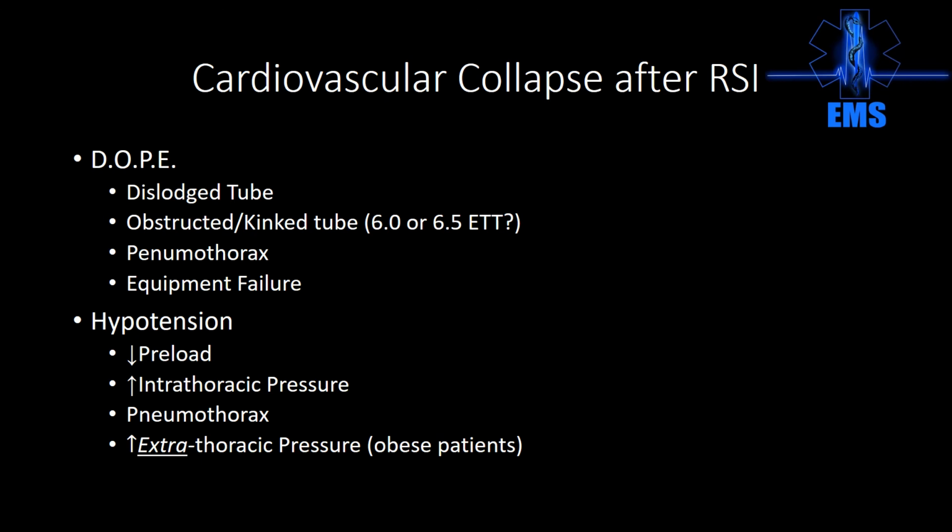And then equipment failure. And largely this is probably going to be the minority because the equipment that we use is usually pretty reliable. Hypotension. The first thing you should think about is decreased preload. We went from a negative pressure environment to a positive pressure environment. We're now slamming that inferior vena cava shut. So we need to be giving fluid boluses of LR.